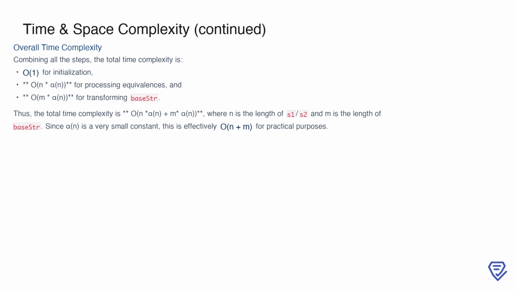Now, let's summarize the overall time complexity by combining the contributions of all three steps. The initialization of the parent dictionary takes O(1). Processing the equivalences requires O(n * alpha(n)), and transforming base str takes O(m * alpha(n)). Adding these together gives us a total time complexity of O(n * alpha(n) + m * alpha(n)). Since alpha(n) is effectively constant for all practical purposes, the time complexity simplifies to O(n + m). This means that the runtime grows linearly with the combined lengths of S1, S2, and base str, making the solution highly efficient for large inputs.